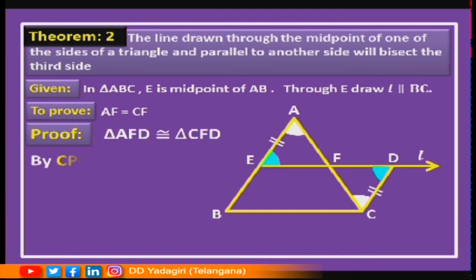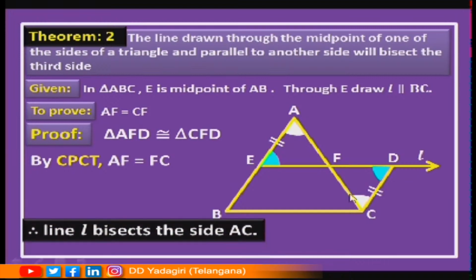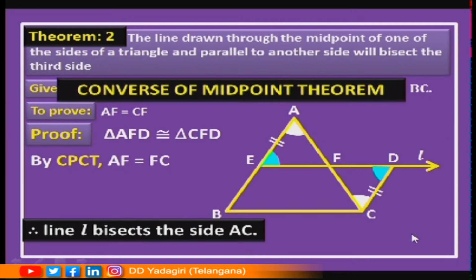Now, since they are congruent, by CPCT, I can write this AF and FC both are equal. So this AF and FC both are equal. Hence, I can say that this line L is bisecting the side AC. So, this theorem is known as the converse of the midpoint theorem. So, children, we have seen some corollaries. Apart from that, we have proved the midpoint theorem and also its converse.